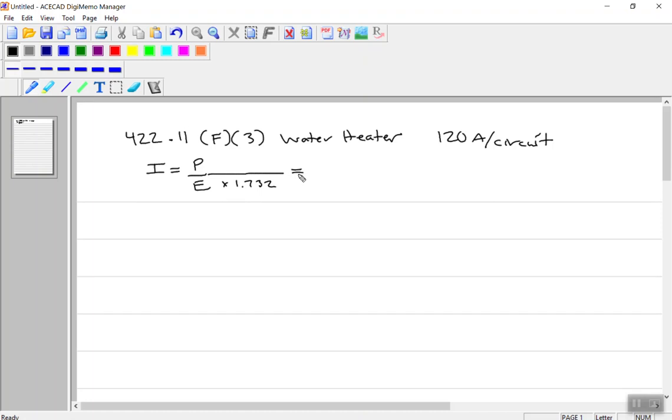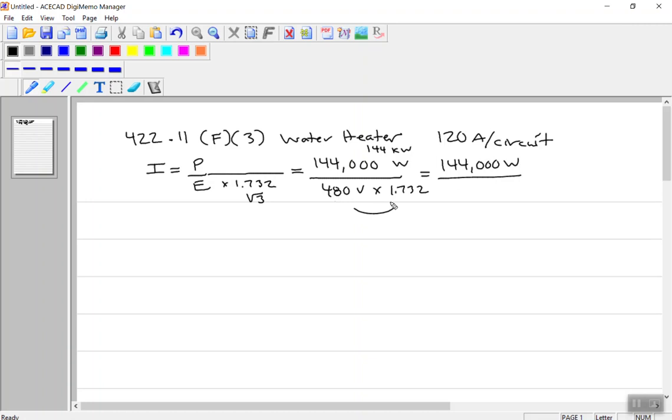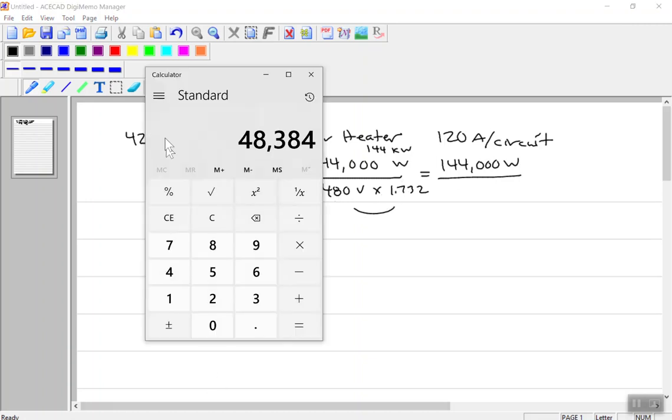So the total power was 144,000 watts, or 144 kW. We already talked about that in the previous lecture. 144,000 watts, now divided by the voltage 480, and everyone always forgets this, times our square root of 3, which is 1.732. We need to divide 144,000 watts by whatever we come up with on our calculator when we multiply those two. Not difficult to do, but easy to forget.